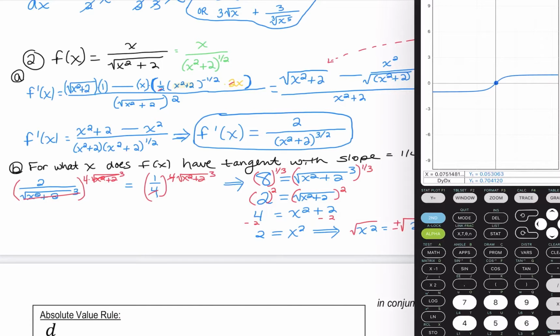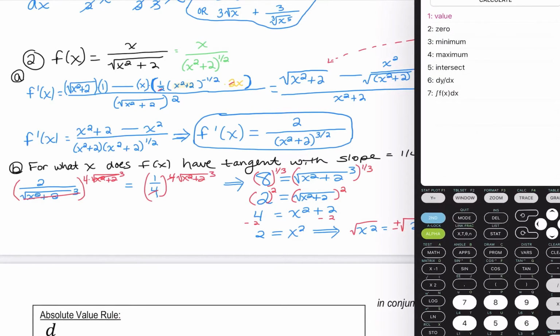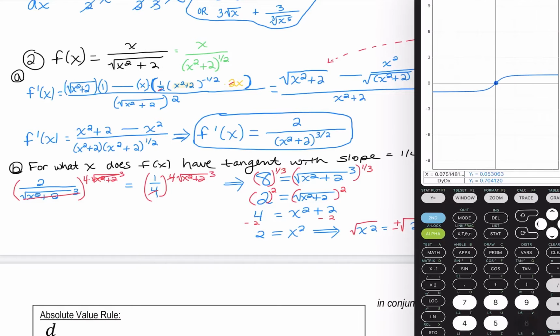And now as you look at your function, if you wanted to verify this and look at the value of the derivative at square root of 2 and make sure it's 1/4, we can do that by doing the second trace. So we're going into the calculate menu, and number 6 is the dy dx, or the derivative. And then you just enter in the value, so the square root of 2, and hit enter. Again, these are the same commands on your calculator, though your display on the graph is a bit different.